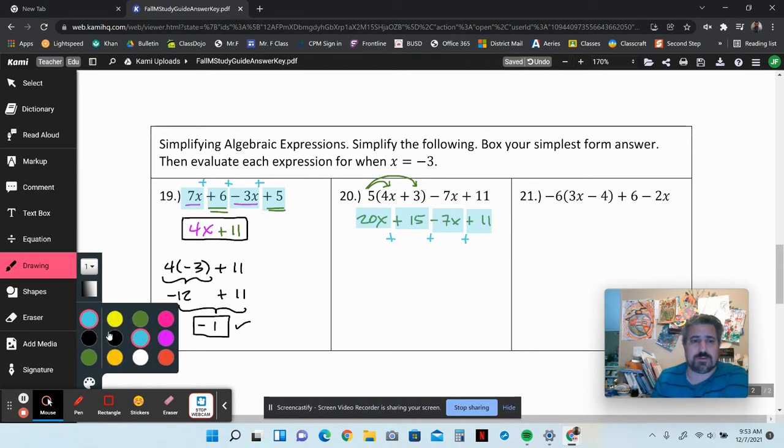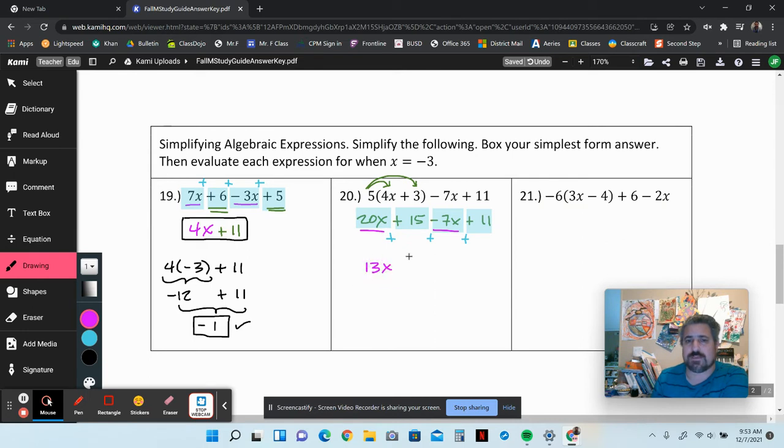And so when we do that, we're going to combine our like terms. We get 20x's plus negative 7x's. Who's going to win? Positive by how much? 13. So that's 13x's. And then you've got your units or your constants. In this case, let me do it in a different color. Let's do it in red. You've got your 15 units and your 11 units being added together. That's going to be positive 26 units. So really it's 13x plus 26. And that is your simplest form. So bada bing, bada boom.